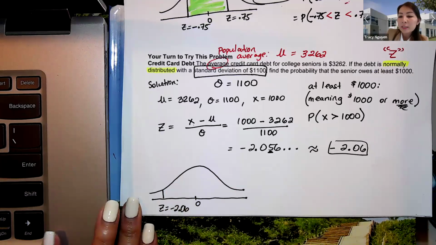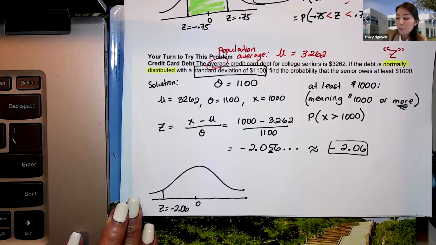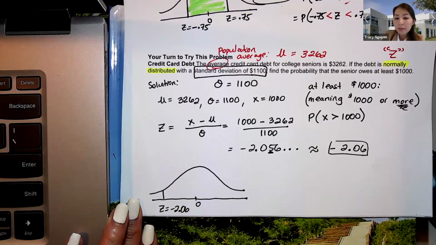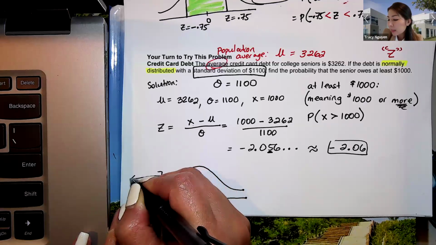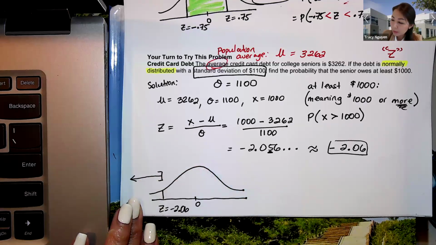So remember, z can be negative or positive, but what we get from our table is always positive because the table gives us the area to the left. So area cannot be negative, okay? Z can be negative or positive, but area is always guaranteed to be positive. And the table gives us the area to the left. That's why the arrow is pointing to the left.